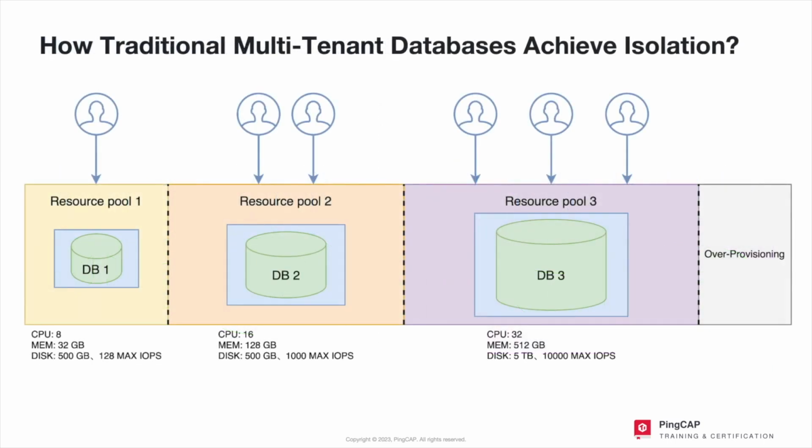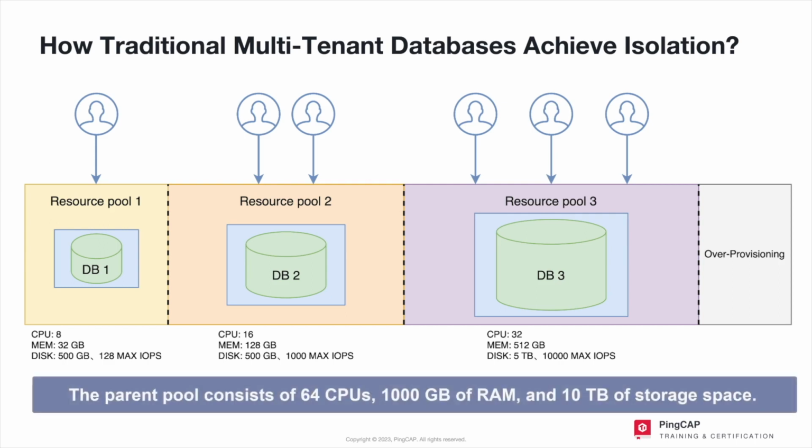Traditional multi-tenant databases often view their computing power and storage as a large resource pool, or parent resource pool, which contains all CPU, memory, and I/O resources. Before consolidating data, we must create a corresponding sub-resource pool for each existing single-tenant system. For example, in the picture, the parent pool consists of 64 CPUs, 1,000 gigabytes of RAM, and 10 terabytes of storage space. Assume we must accommodate 3 databases, or tenants. We will call them DB1, DB2, and DB3. We will place each of these in a dedicated resource pool that we create.